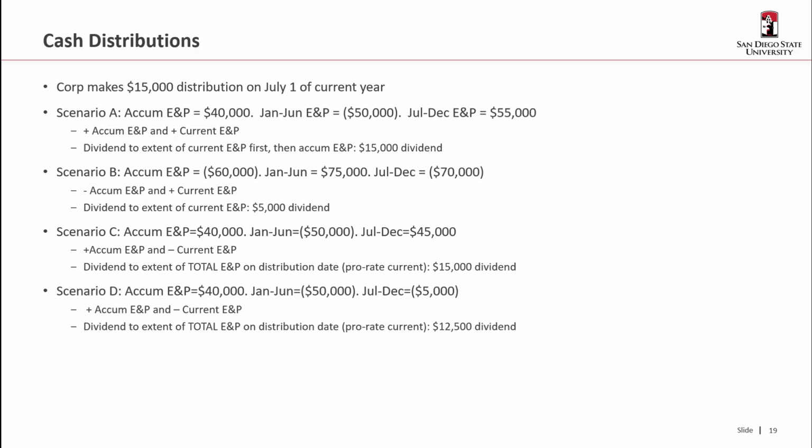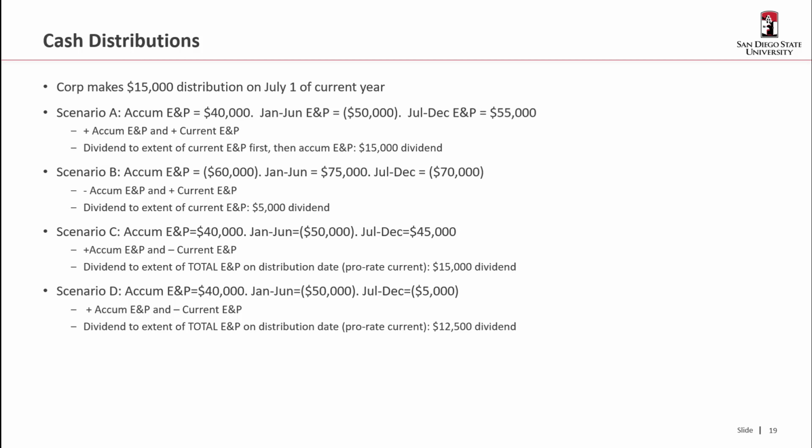In the next scenario, I've got accumulated E&P of 40,000. And in this case, I have a loss of 50,000 for the first half of the year and a loss of 5,000 for the second half of the year in E&P. So again, I have positive accumulated E&P and negative current E&P, which means I need to determine what is total E&P on the distribution date.